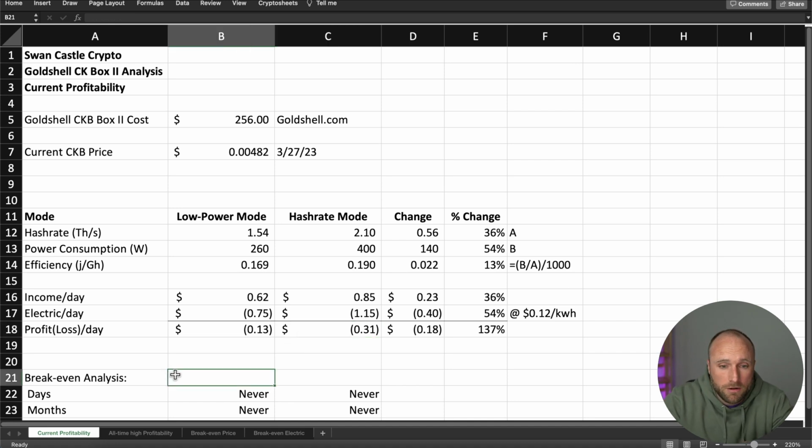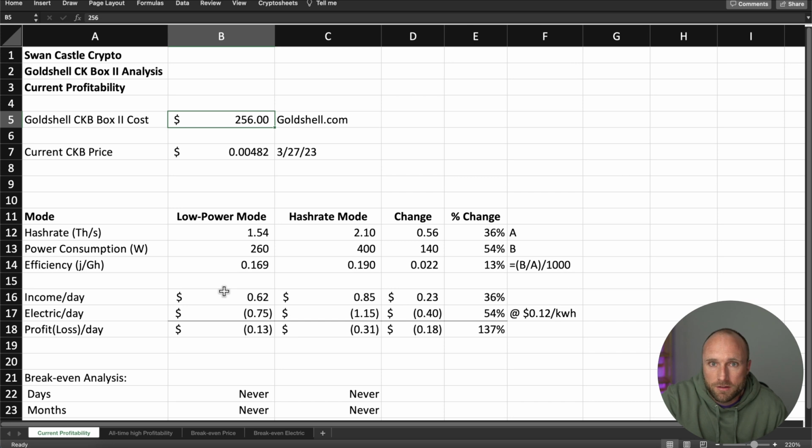So since this miner is currently unprofitable, we really don't have a break-even point at this point. The $256, since you are losing money each day at a 12 cent per kilowatt hour rate, you'll never potentially break even at current prices. But that's really to be expected in the middle of a bear market. With depressed prices, the profitability of a lot of these miners goes negative, and really only the newest models, the most efficient miners, are really the ones that are going to stay profitable through a bear market.